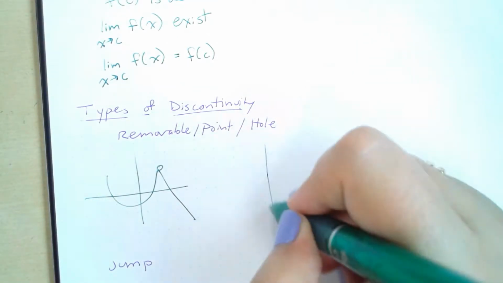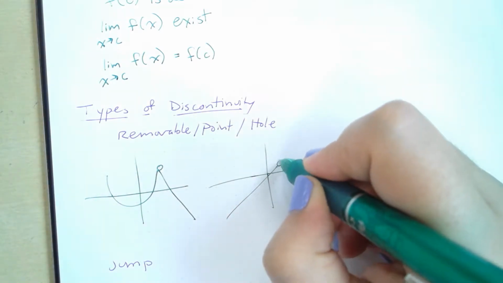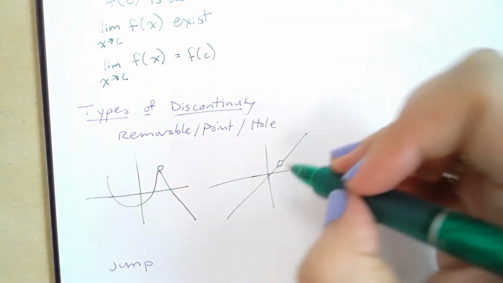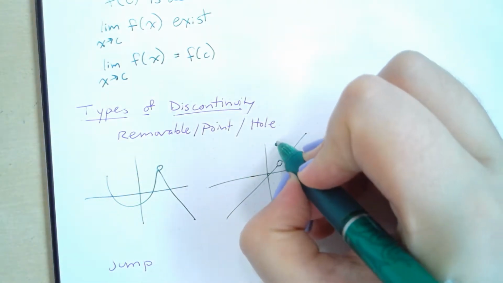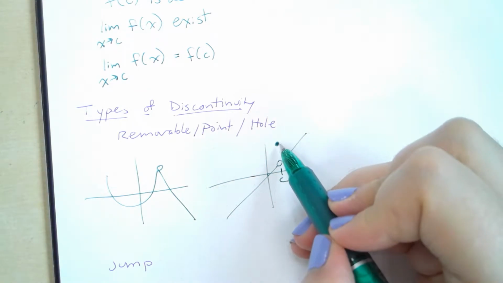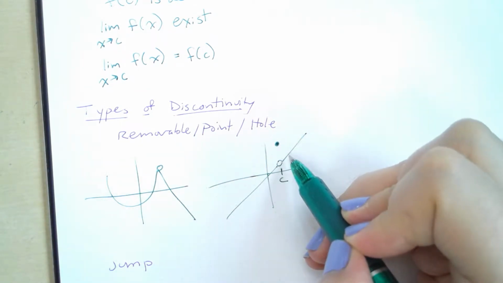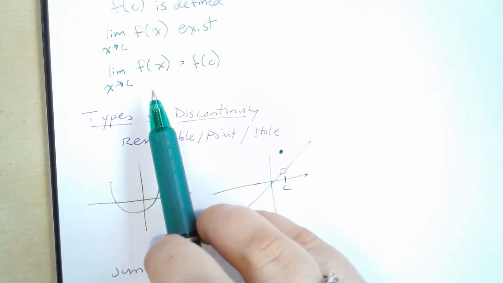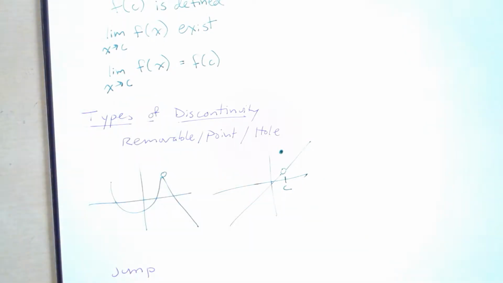Or we could have something like this. Maybe you just have that going on. Again, we have a limit, but we don't have continuity. And now in this type of graph, we might even have an actual value here, right? So let's say this is our point c. We have f of c, and we have a limit as x approaches c, but on our final condition, they are not equal to one another, so we don't have continuity.